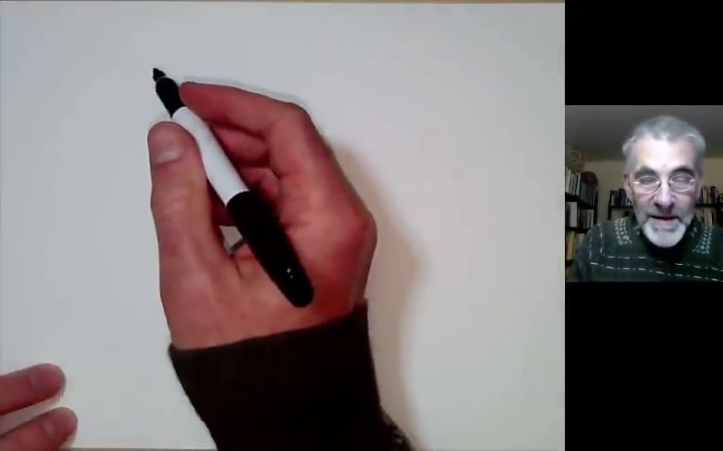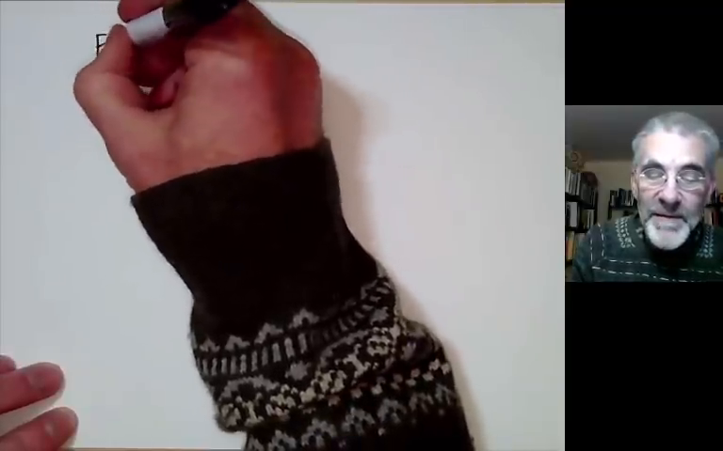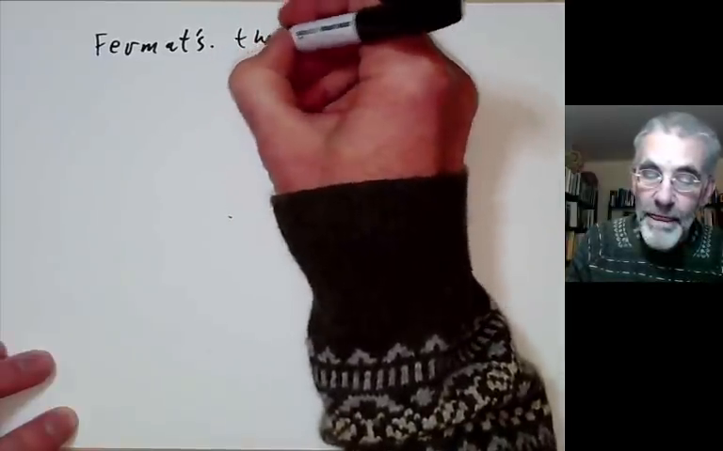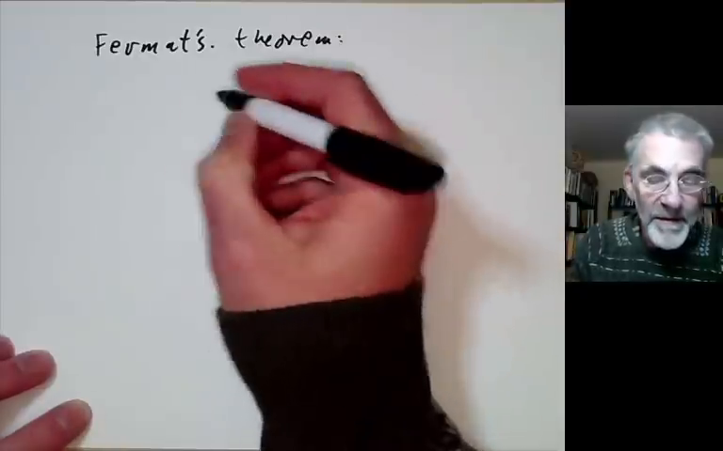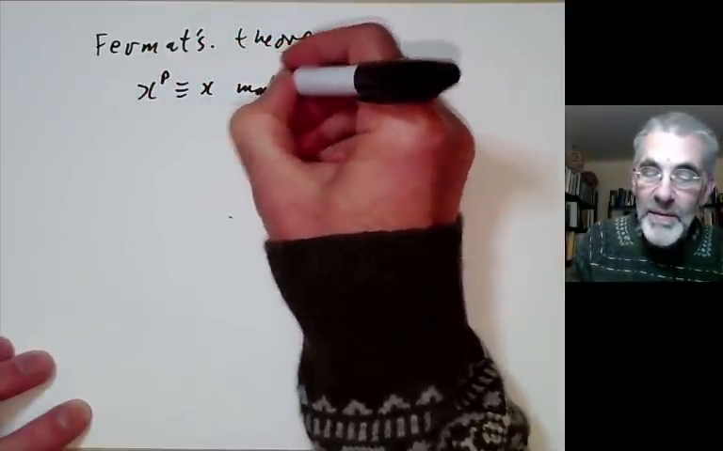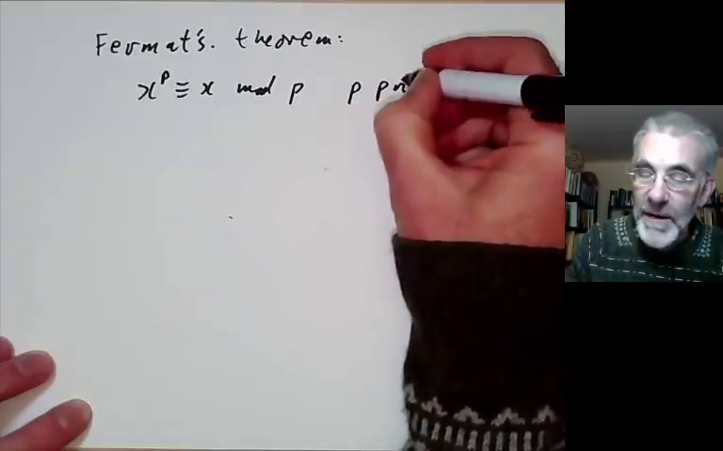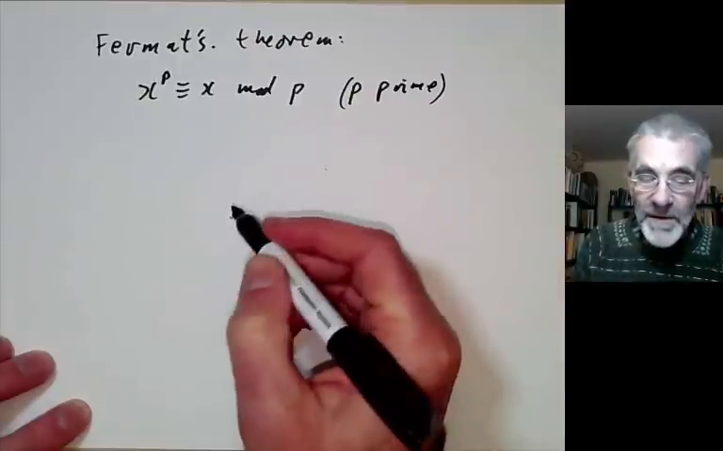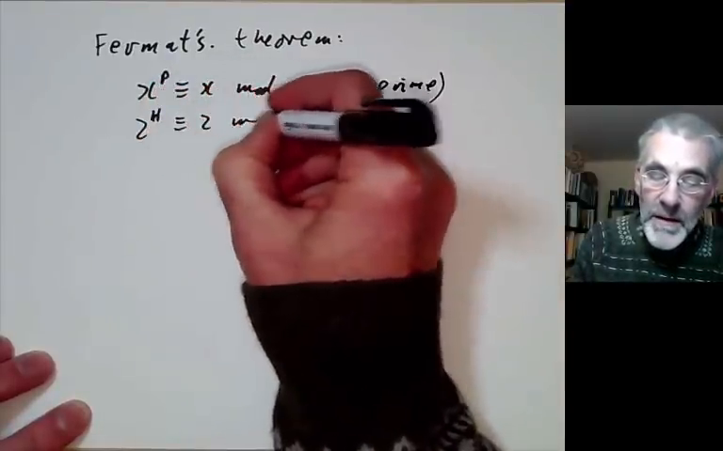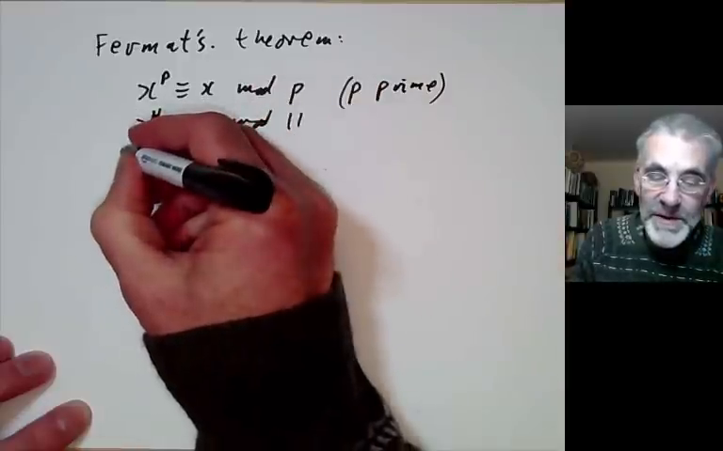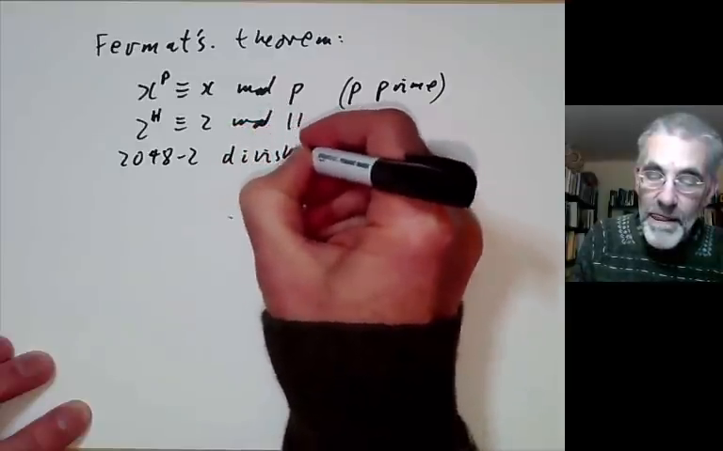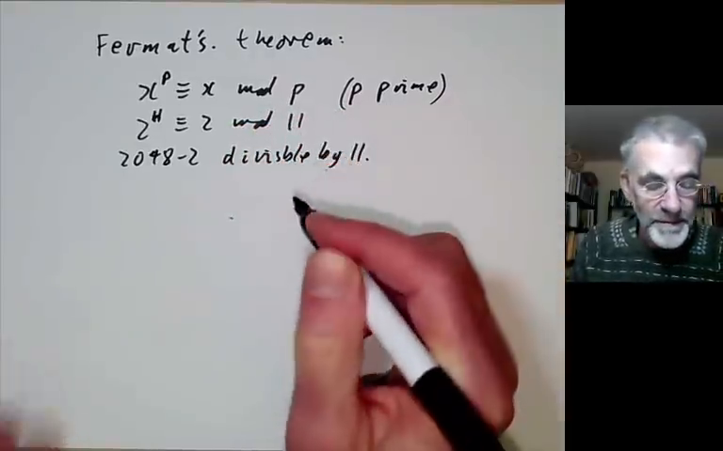One of the basic theorems about congruences is Fermat's theorem. This is not Fermat's last theorem, it's Fermat's little theorem, which says that if you've got a number x, then x to the p is always congruent to x modulo p, whenever p is a prime. So, for example, we see that 2 to the 11 is congruent to 2 modulo 11, and 2 to the 11 is 2048, so this says that 2048 minus 2 is divisible by 11.